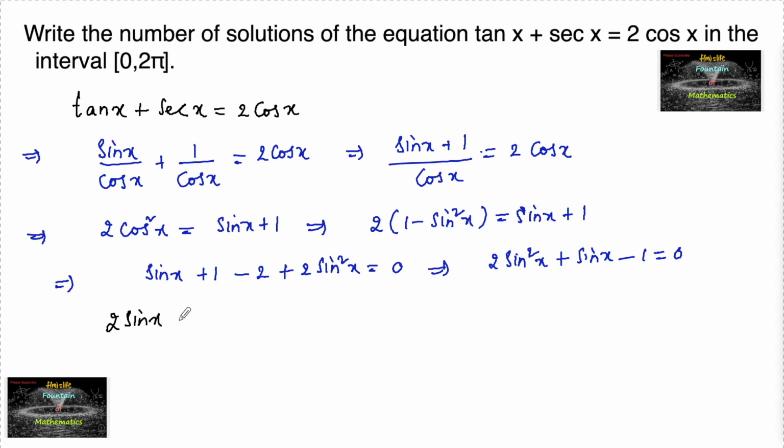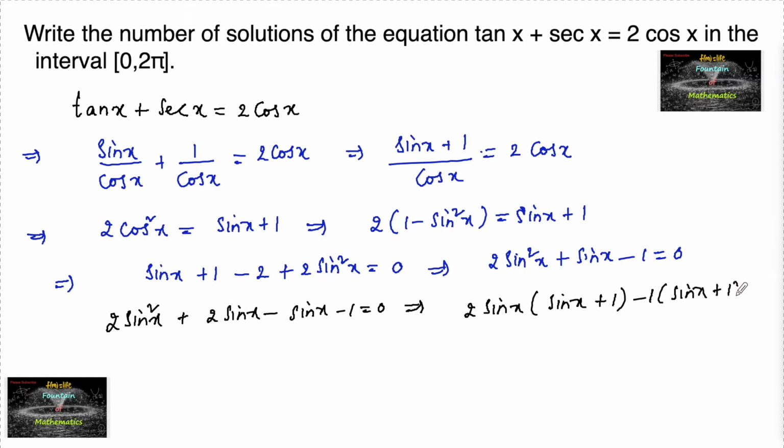So we can write this as 2 sin square x plus 2 sin x minus sin x minus 1 equals to 0. Or we can take out 2 sin x common, so we have (sin x plus 1) minus 1 of (sin x plus 1) equals to 0. So we have sin x plus 1 equals to 0, or 2 sin x minus 1 equals to 0, which implies sin x is equal to minus 1, or sin x is equal to 1 by 2.